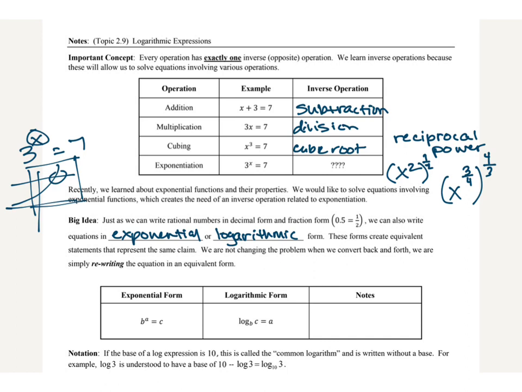Logarithmic form. The A is generally silent if you're in Texas, but if you're anywhere else, you might say logarithmic with a little. These forms are equivalent statements that represent the same claim. We're not changing the problem when we convert back and forth. We're simply rewriting it in a new form. So exponential form would be like b to the a equals c. The way to write that in logarithmic form is to say log base b of c equals a.